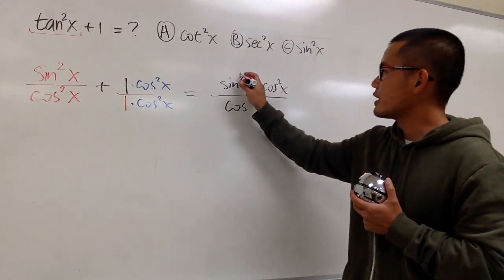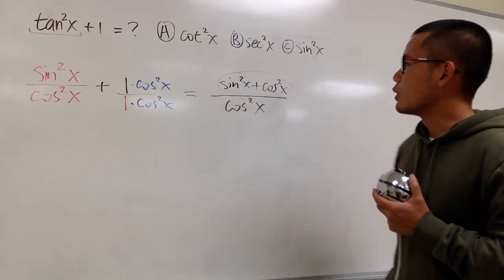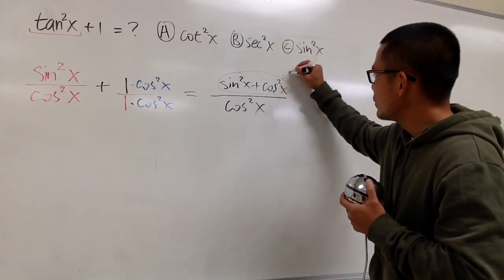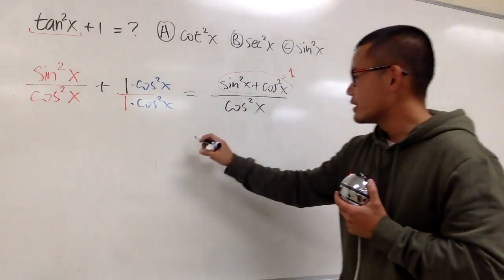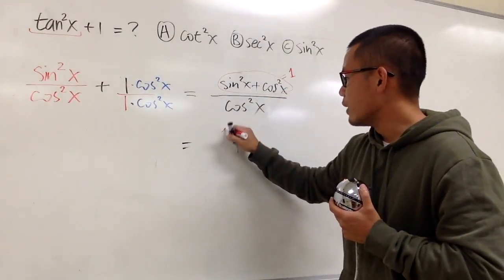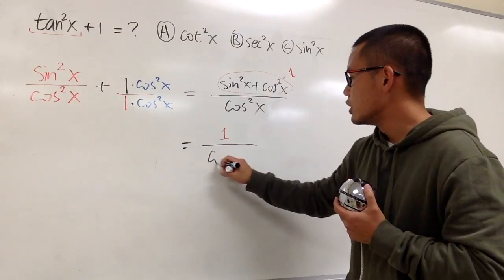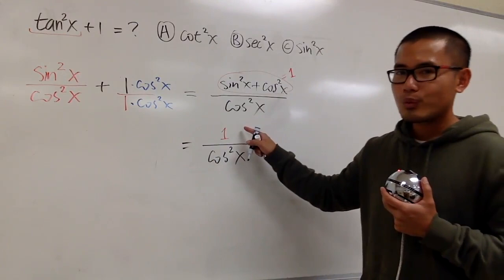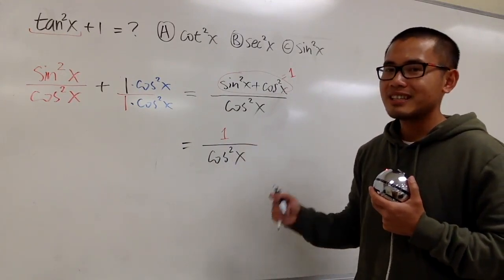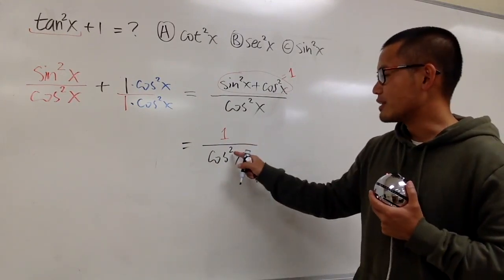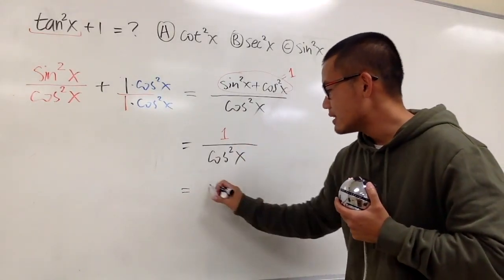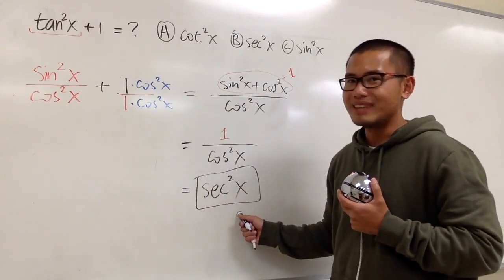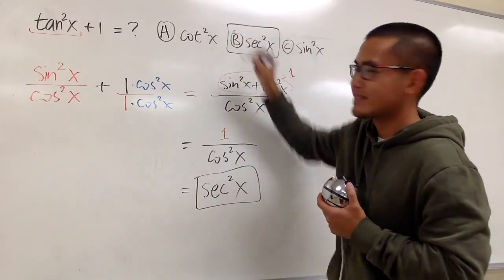Well, let's take a look at the top. Sine square x plus cosine square x. Do we notice anything right here? Yes, because this is equal to 1, isn't it? So in other words, on the top we just have a 1, and then the bottom is cosine square x. And now, what's 1 over cosine x? That's secant x, right? But in this case, we have the square, so this is the same as secant square x. And this is what we have, and that's choice B. Okay, and that's it.